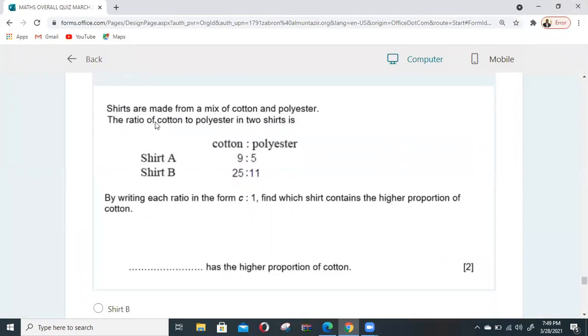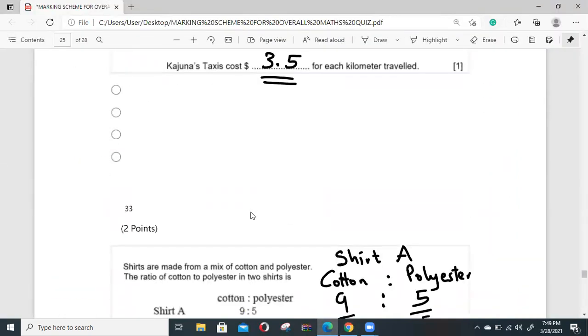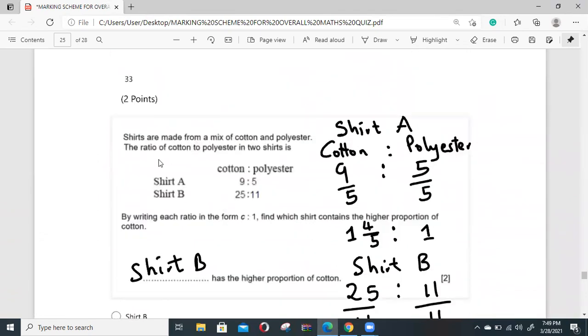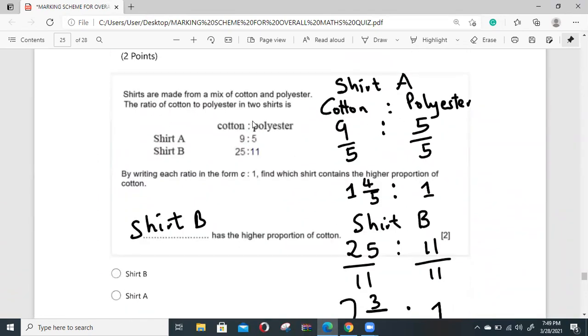Now this is the question which is talking about shirts made from a mix of cotton and polyester, the ratio of cotton to polyester. I have done it already. The ratio of cotton to polyester in shirts is, for shirt A, 9:5, for shirt B, 25:11. By writing each ratio in the form C:1, you know what you are supposed to do? Take this ratio 9:5. In this form, you need to divide by 5 on both sides because here you have to make it equal to 1.